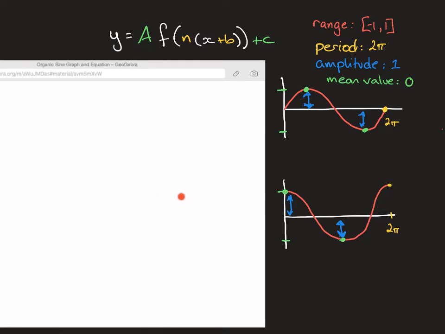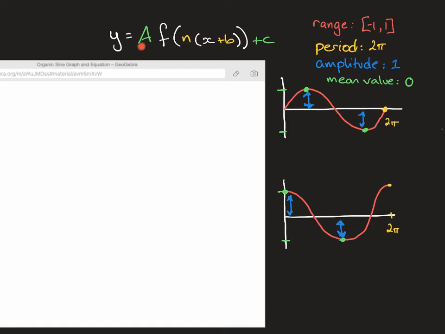And so what we're going to keep a track of, here's our sine curve and here's our cos curve here. We're going to keep a track of what's happening with the properties of these graphs. So the range, initially for an untransformed graph, is from -1 to 1. The period is 2 pi, the amplitude is 1 and the mean value is 0. So we're going to see how these change when we change these particular values.